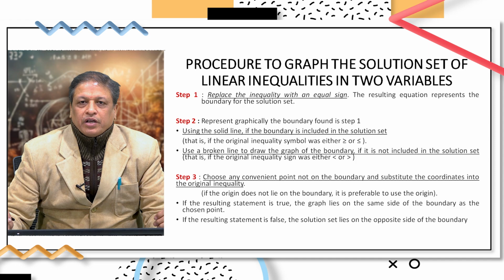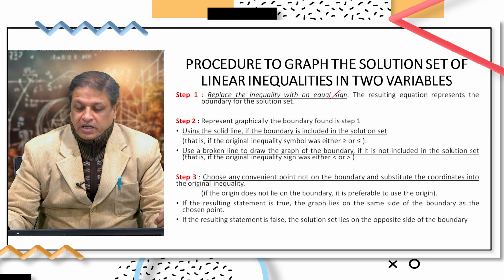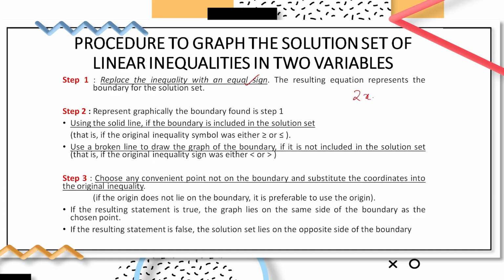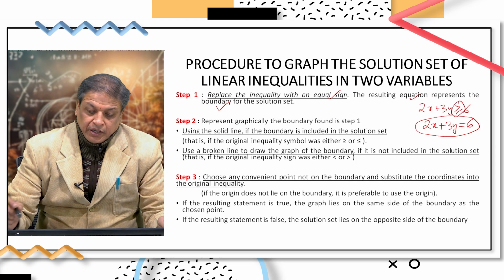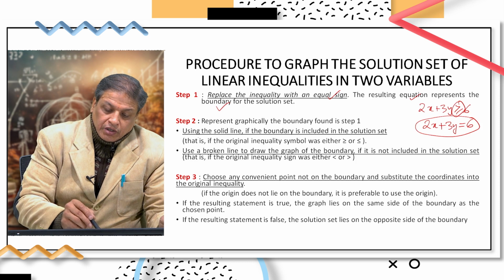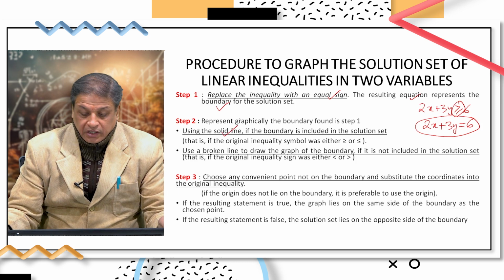There is a standard procedure to graph the solution set of linear inequalities in 2 variables. Step 1 says to replace the inequality with an equal sign. So, firstly replace the inequality 2x plus 3y greater than or equal to 6 by an equal sign. The resulting equation represents the boundary for the solution set. If the inequality carries greater than or equal to, then the boundary is a solid line, because the boundary is included in the solution set.